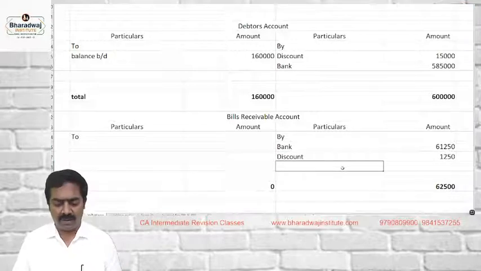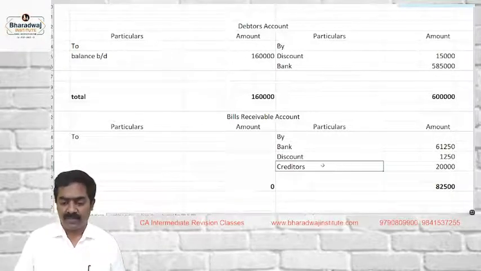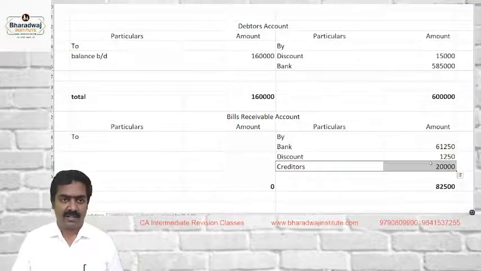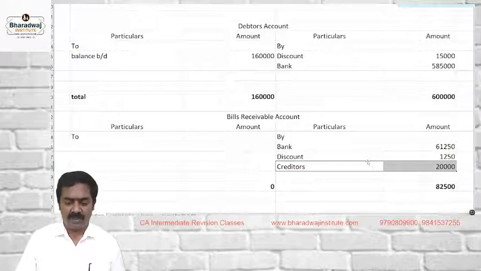Bills receivable account. Then, what about the bills endorsed to creditors? What is the journal entry we passed? Creditors account debtor to bills receivable.